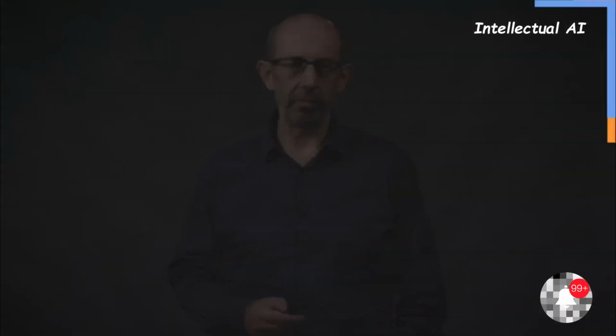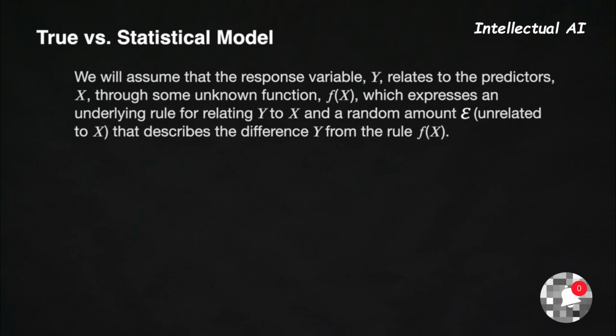Okay, now we have decided how we're going to name things. Let's start talking about how we're going to model. What is a statistical model? We're going to make the following assumption: our response variable y relates to the predictor x through some unknown function f of x. That function expresses the underlying rules relating x and y. In addition, we add a random amount epsilon, which is unrelated to x, that describes the difference of y from the rule of f of x. So the equation becomes y = f(x) + epsilon.